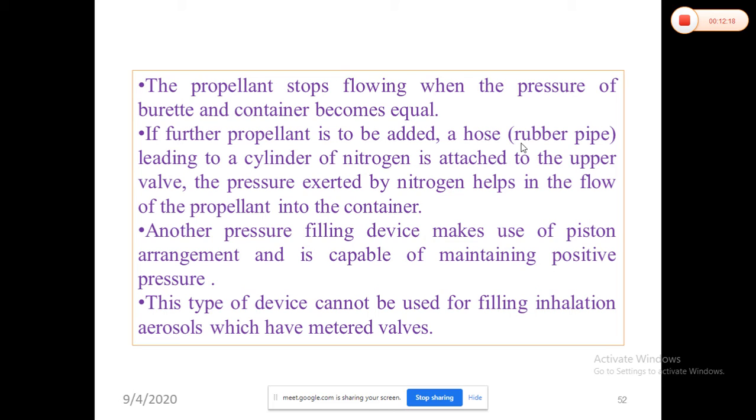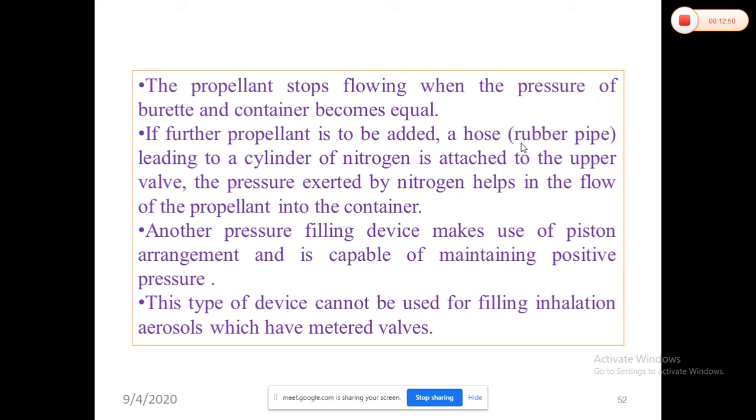So that's why this particular propellant is flowing through its own vapor pressure until the vapor pressure inside the container as well as the vapor pressure of the burette become equal. Suppose further propellant is required to be added, then you can use the hose or the rubber pipe which is leading to the nitrogen, attached to the upper wall, and the pressure exerted by the nitrogen helps in the flow of propellant into the container.